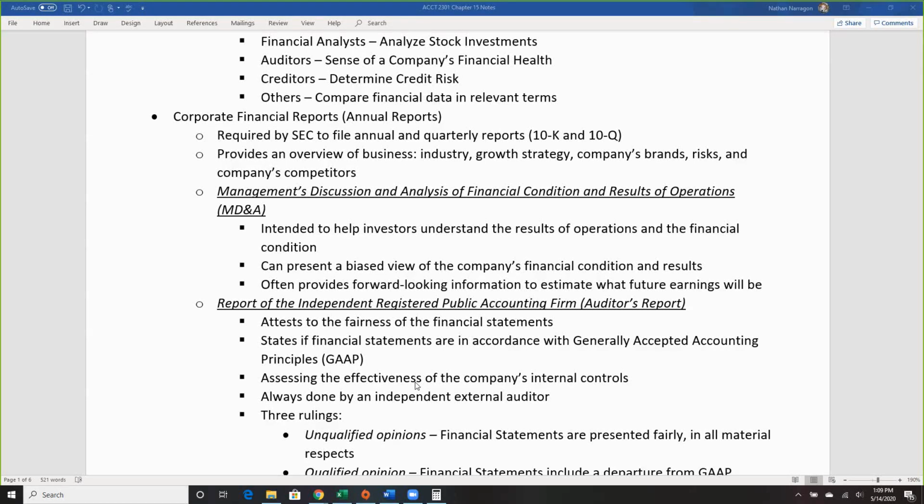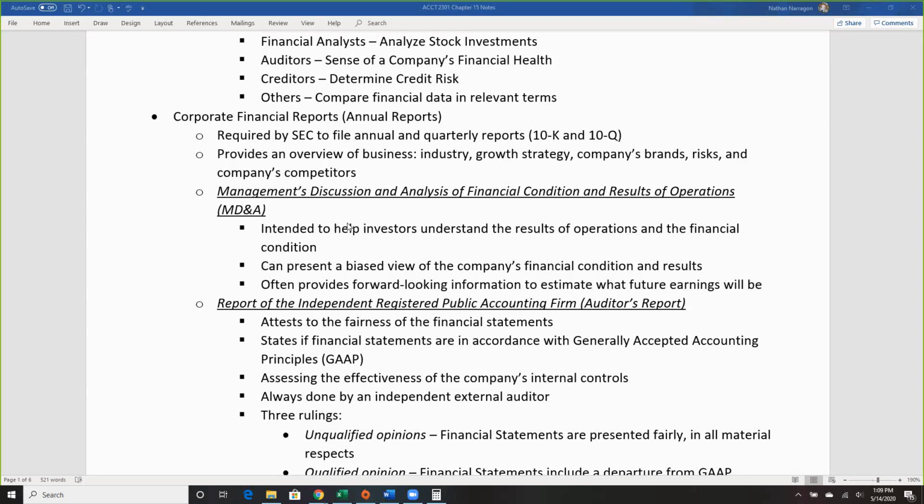These reports also provide an overview of the business, which basically means they'll check the industry and compare with it, the business's growth strategy, what brands they have, risks, and even company competitors. It will list a lot of information to help us understand what the business is.